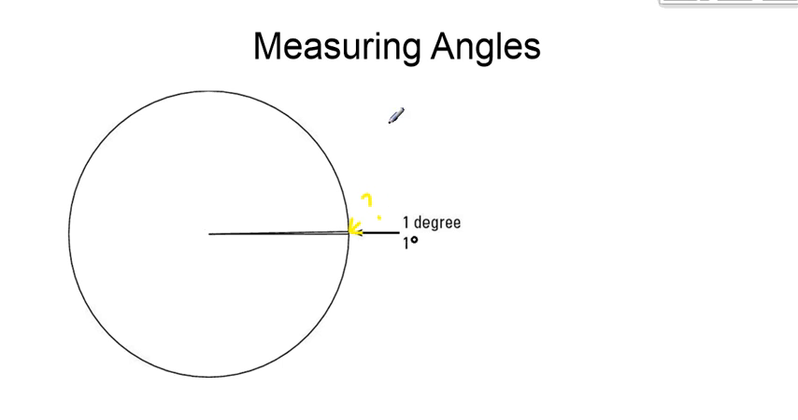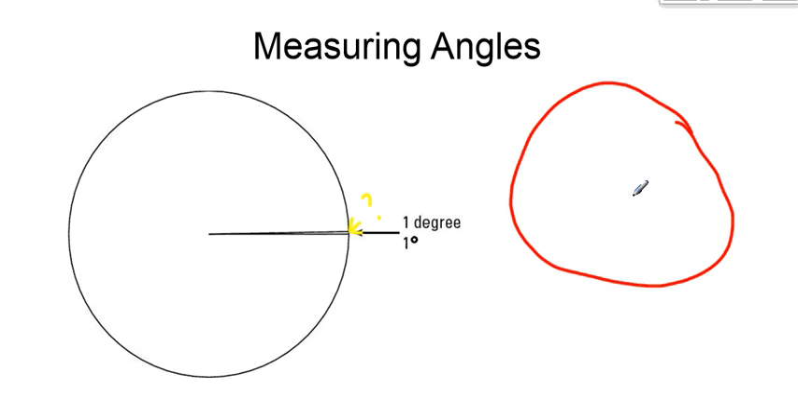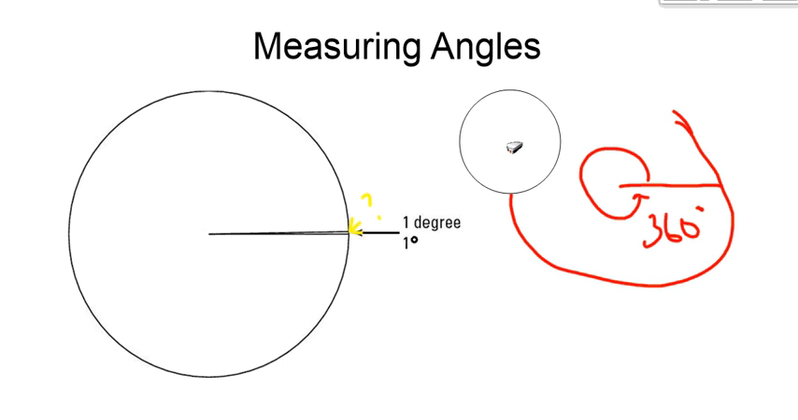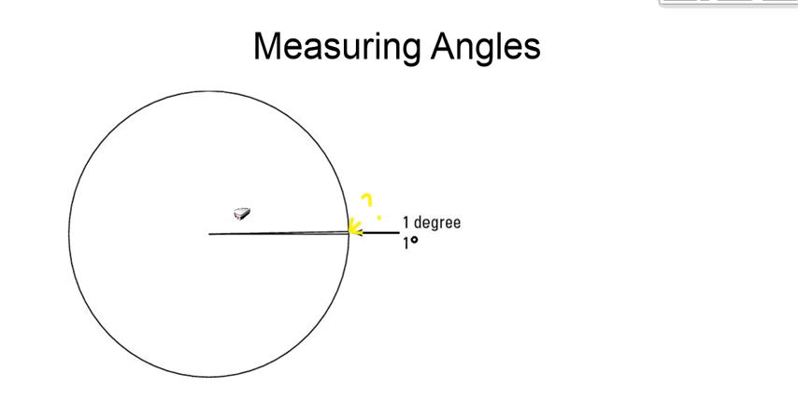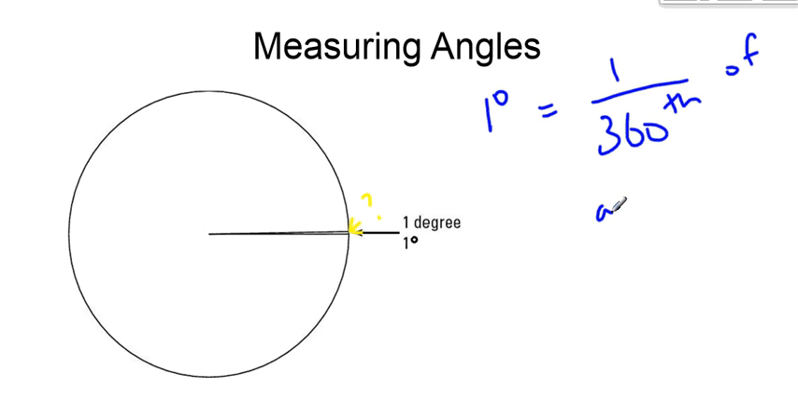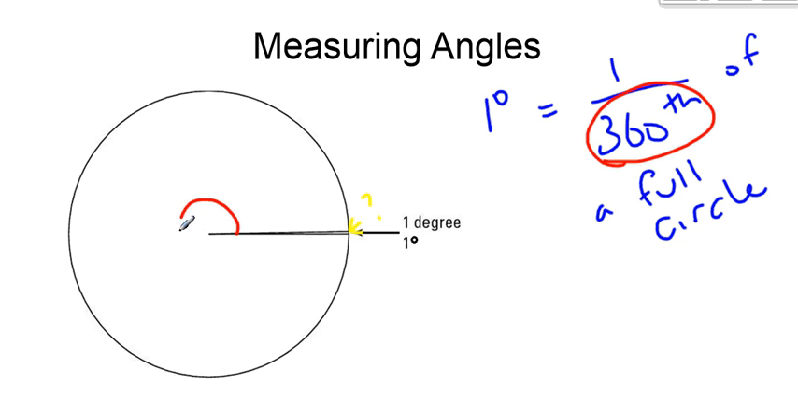Well, the answer is because someone long ago decided that a full circle would have 360 degrees in it. In other words, we should be able to take a full circle and cut it into 360 equal little wedges, and each one of them is a degree. So really, 1 degree is 1 degree because it's 1/360th of a full circle. But that doesn't really tell me very much. What I want to know is, why is a circle 360 degrees?